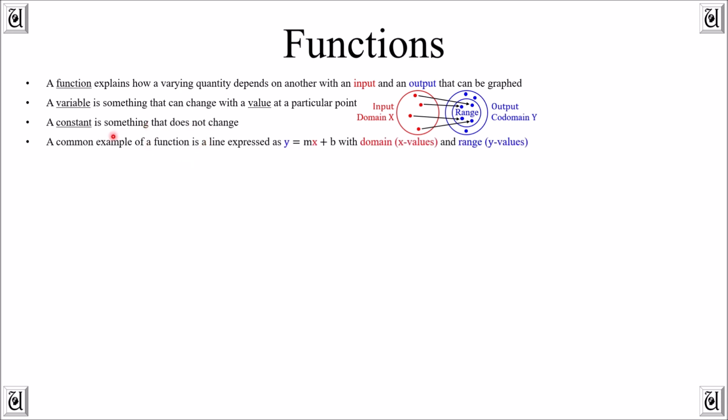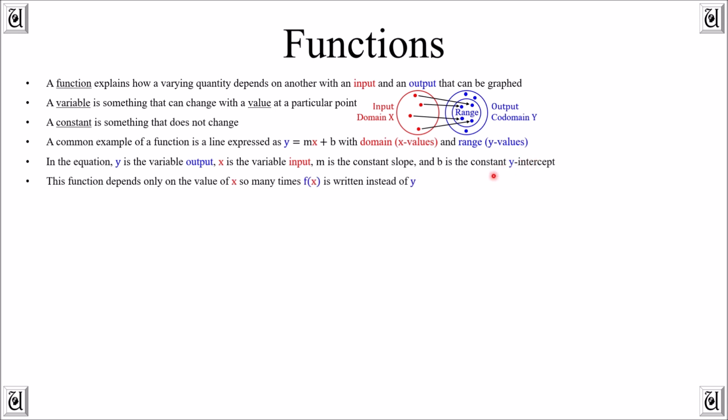And so a common example of a function that you're probably familiar with is the line y equals mx plus b. And so that has x values called the domain and y values called the range. And so you have that input and output. And so in this equation, that y is the variable, and that's your output, and the x is a variable, and that's your input, and your m is your slope, and that's telling you the steepness of the line, and then the b is the constant y-intercept, and so that's where it crosses the y-axis.